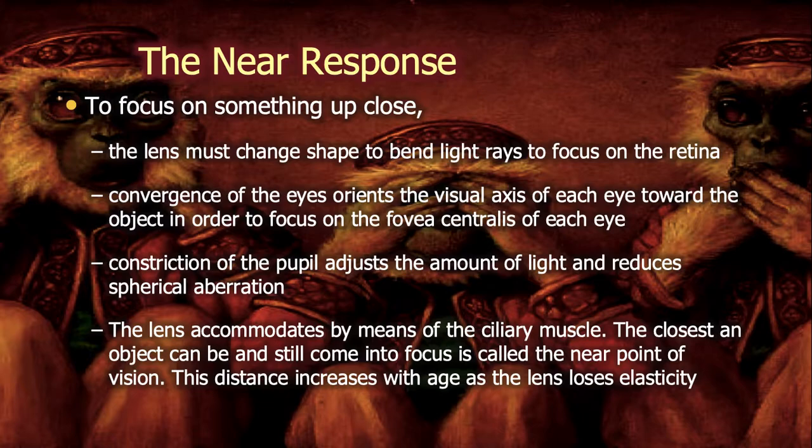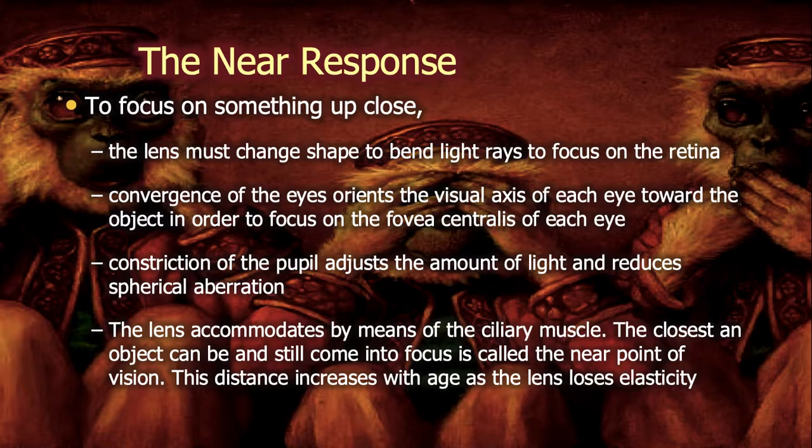Okay, and finally, the lens accommodates by means of the ciliary muscle, which we'll get to on the next slide. The closest an object can be and still be in focus is called the near point of vision. This distance increases with age. So, if we look at something and see how close you can hold it to your face and still read it, I can probably get about right there. If I hold it any closer, it's going to get blurry.